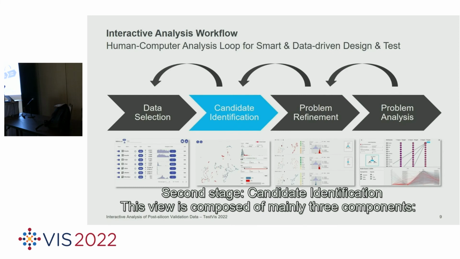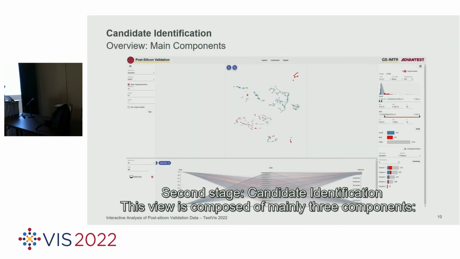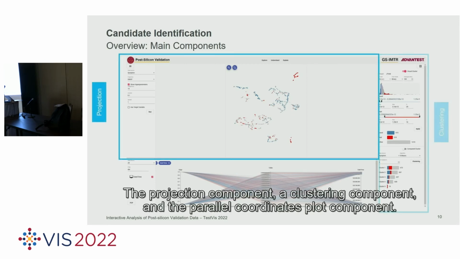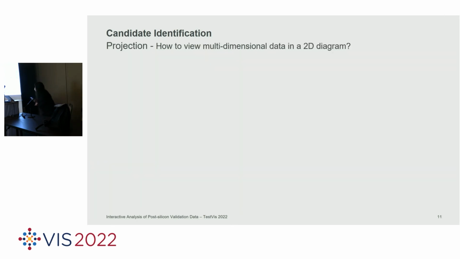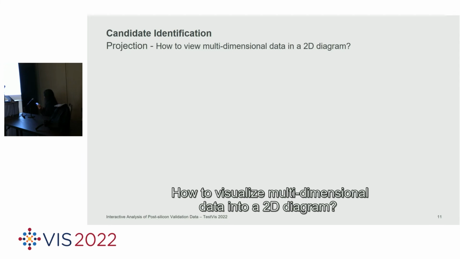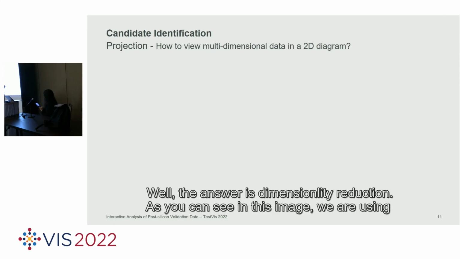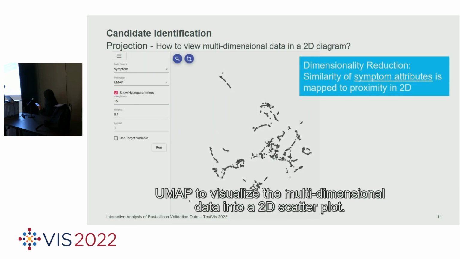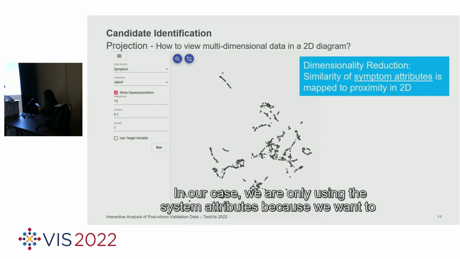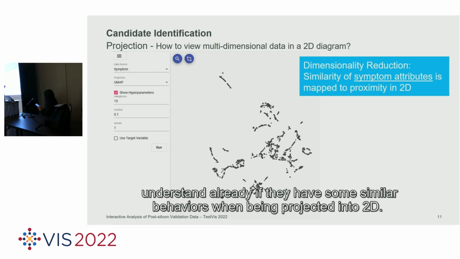Second stage, candidate identification. This view is composed of mainly 3 components: the projection component, the clustering component, and the parallel coordinates plot component. How to visualize multidimensional data into a 2D diagram? Well, the answer is dimensionality reduction. As you can see in this image, we are using UMAP to visualize the multidimensional data into a 2D scatter plot. In our case, we are only using the system attributes because we want to understand already if they have some similar behaviors when being projected into 2D.